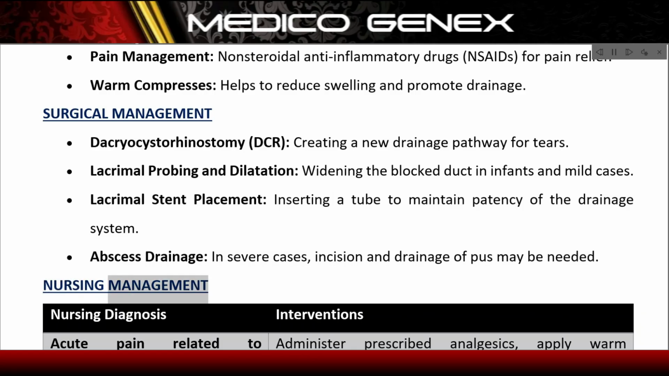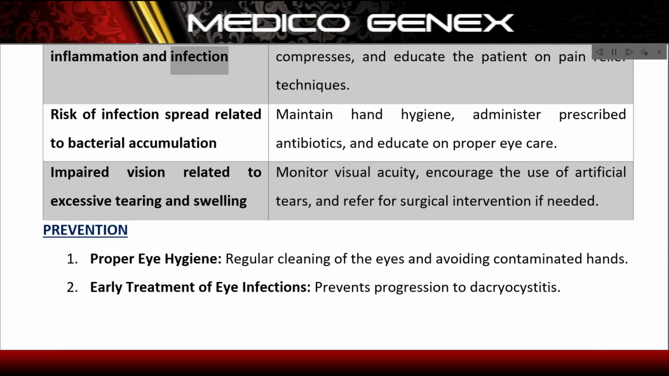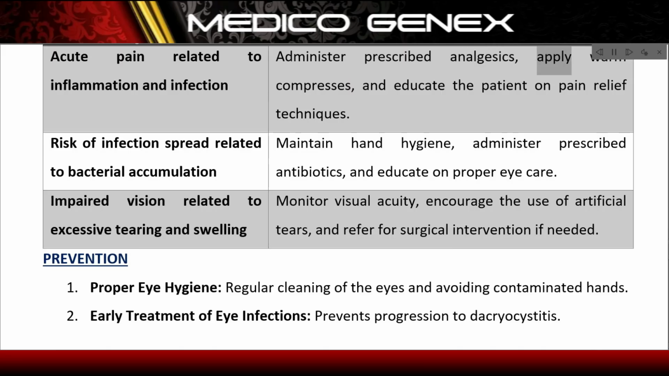Nursing management. Nursing diagnosis. Interventions. Acute pain related to inflammation and infection. Administer prescribed analgesics, apply warm compresses, and educate the patient on pain relief techniques. Risk of infection spread related to bacterial accumulation. Maintain hand hygiene, administer prescribed antibiotics, and educate on proper eye care. Impaired vision related to excessive tearing and swelling. Monitor visual acuity, encourage the use of artificial tears, and refer for surgical intervention if needed.